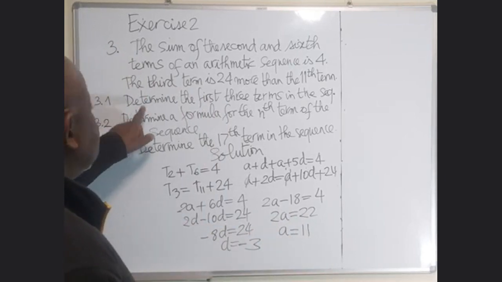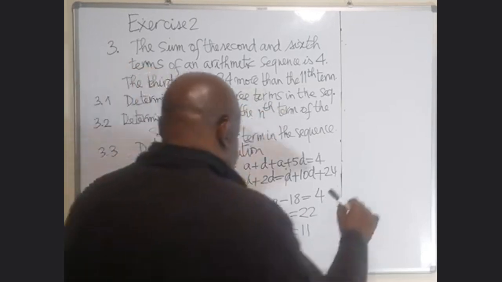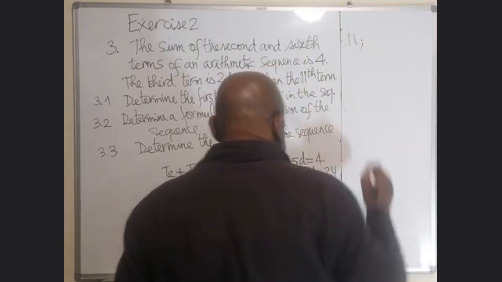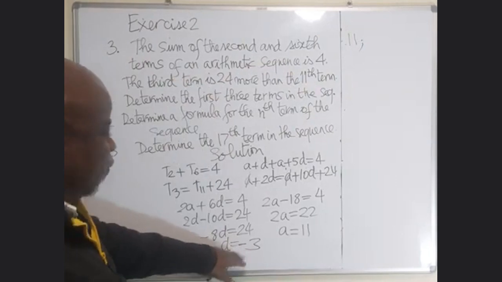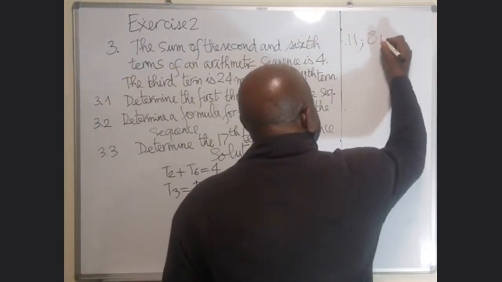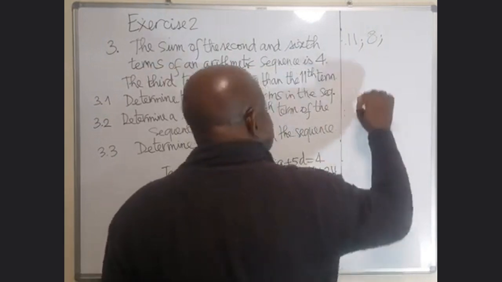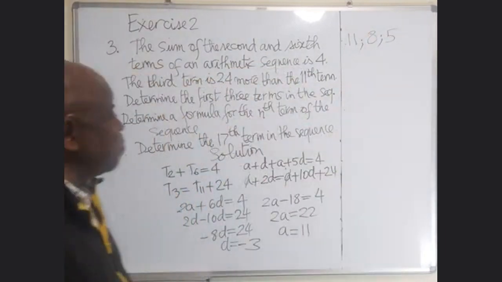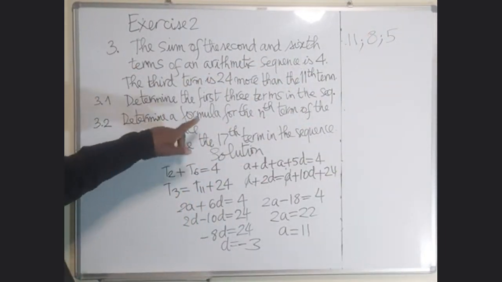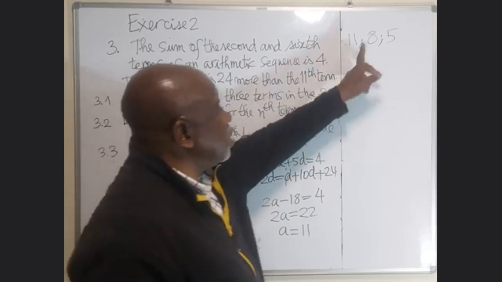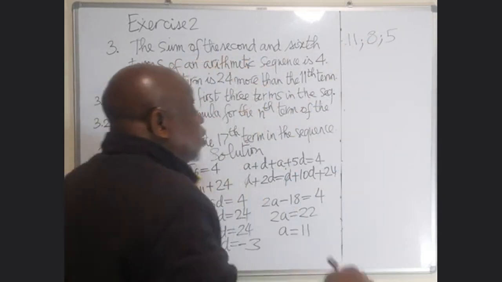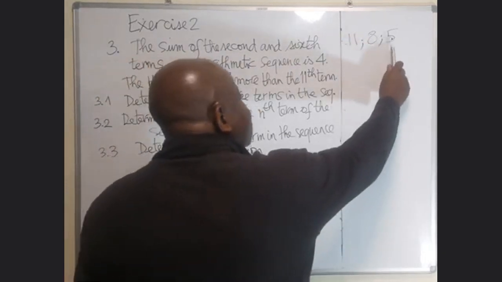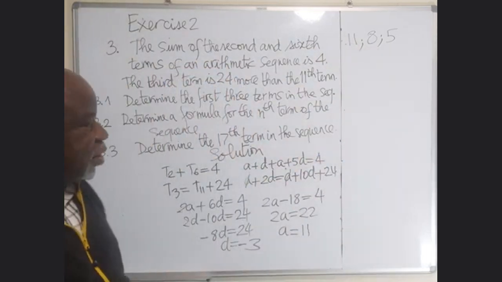The question was saying determine the first 3 terms. So if the first one is 11, the next one will be 11 minus 3, we're getting 8. And the third one will be 8 minus 3, then we're getting 5. Here's the answer for the first question. The first three terms will be 11, 8, and 5. As you can see, our common difference is 8 minus 11, negative 3. 5 minus 8, we're getting negative 3.